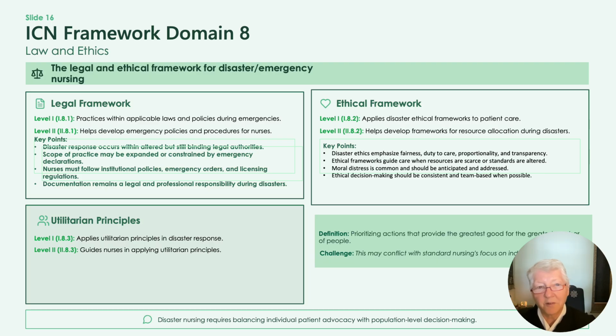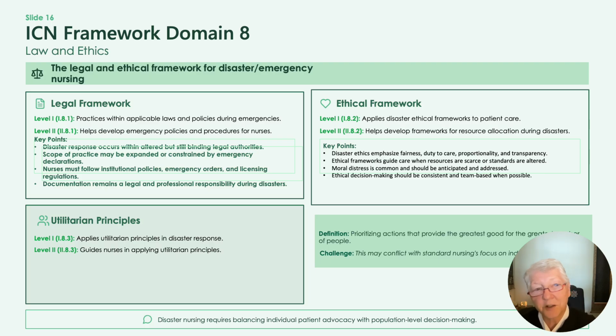A key ethical concept in disaster nursing is utilitarianism, which prioritizes actions that provide the greatest good for the greatest number of people. Later in this semester, I will get on my soapbox about utilitarianism and why I think it isn't the be-all, end-all of ethical practice in a disaster, but that'll come later. Level 1 nurses apply these principles while Level 2 nurses guide other nurses in their application.